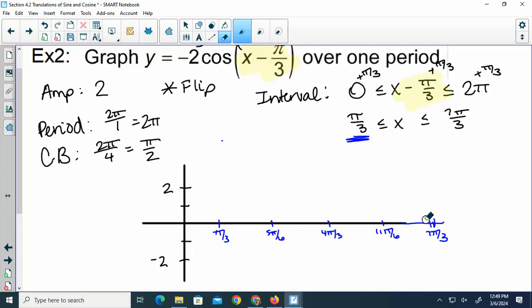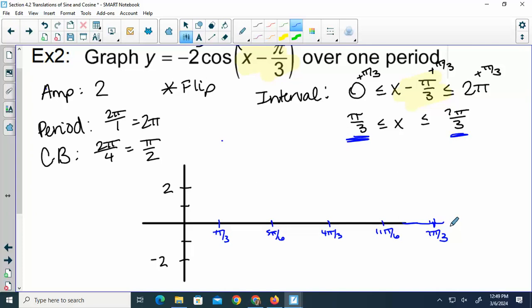Does everyone know how I got these points on the x-axis? 7 pi over 3 is the last one, and we noticed that was where we said our interval should end. If those don't match, you messed up somewhere. Okay, go back and figure out where.